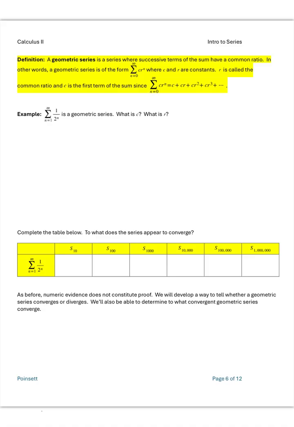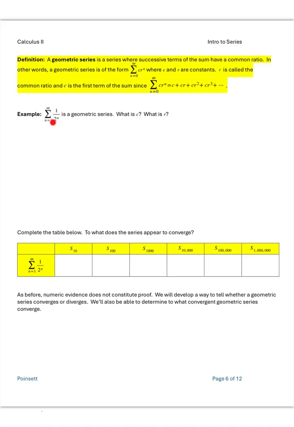Before we dive deeply into geometric series, we need to make sure we can identify the value of c and r for a specific geometric series. So here's our first example. The sum as n goes from 1 to infinity of 1 over 2 to the n is a geometric series. What is c and what is r?